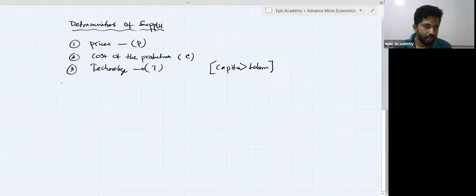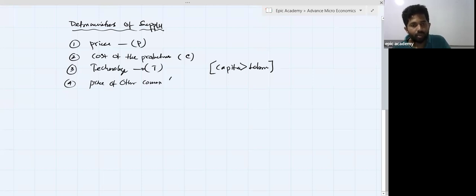Okay, right. Technology. Next one, fourth one. Price of other commodities. We are going to represent that by using PN. Other commodity prices. We have two types of commodities, substitutes and complementary. We have to consider the price of the other commodities. According to that, we can decide the amount of the production, or the amount of the supply.